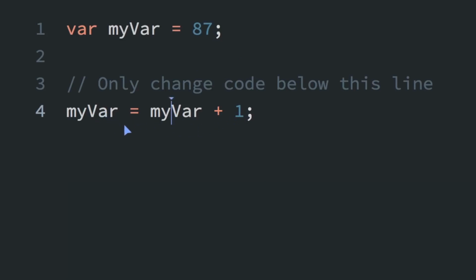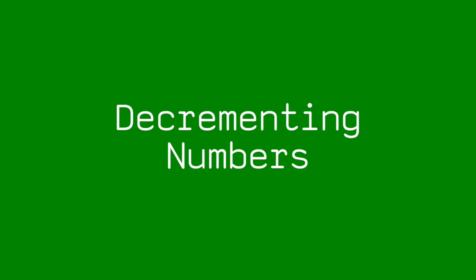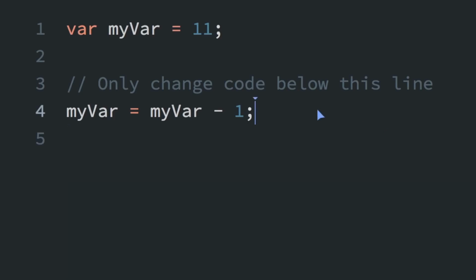There is a quicker way to increment a number. Instead of doing this, we can just do myVar plus plus. Now we have incremented myVar from 87 to 88. We learned about incrementing a number with plus plus. You can also decrement a number with minus minus. That means subtracting 1. So right now, myVar is going to equal 10. 11 minus 1 equals 10.